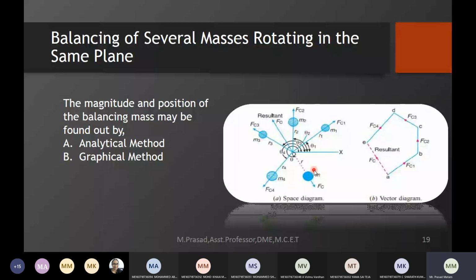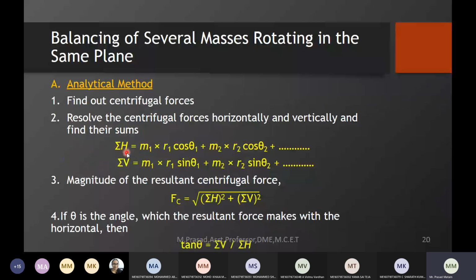In the analytical method, we solved by resolving the forces along the x-axis and along the y-axis. You can see here, if we resolve the force along the x-axis, m1r1 cos theta 1 plus m2r2 cos theta 2 plus so on up to 4 masses. Similarly, along the vertical side, m1r1 sin theta 1 plus m2r2 sin theta 2 plus so on. Now the resultant centrifugal force Fc is given as the root of the sum of all horizontal forces squared plus the sum of all vertical forces squared. So this Fc gives your balancing mass.